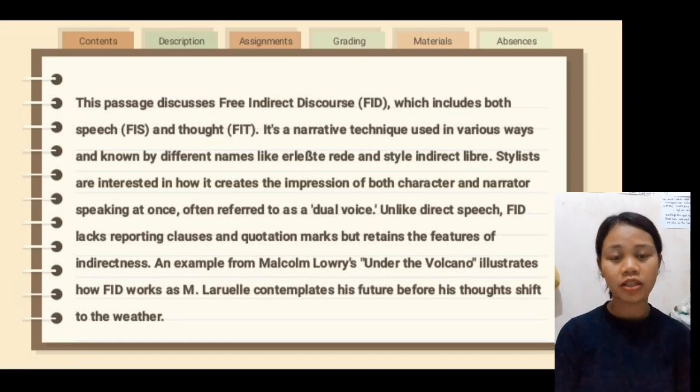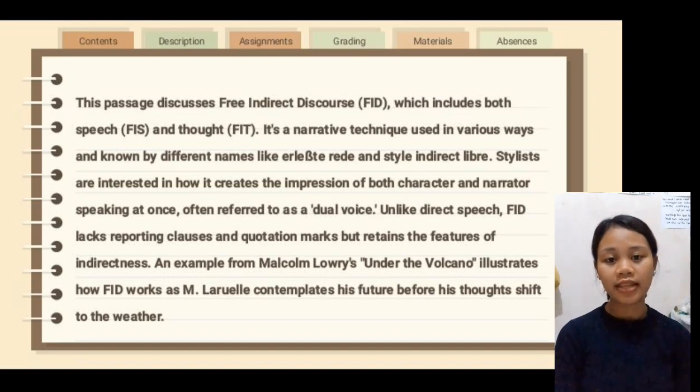Unlike direct speech, FID lacks reporting clauses and quotation marks but retains the features of indirectness. So, free indirect speech and thought is important because it's used in many different ways and has various names. Also, what's interesting is how it makes it seem like both character and narrator are talking at the same time, like having two voices in one. Unlike direct speech, in FID there are no reporting clauses or quotation marks.